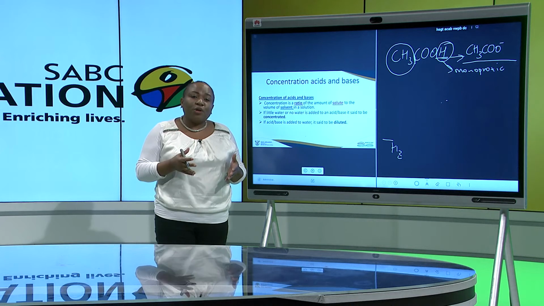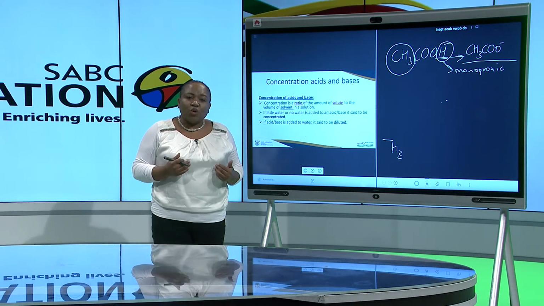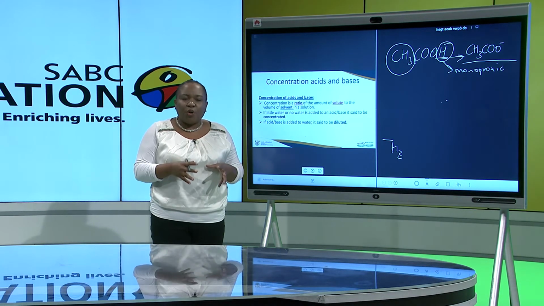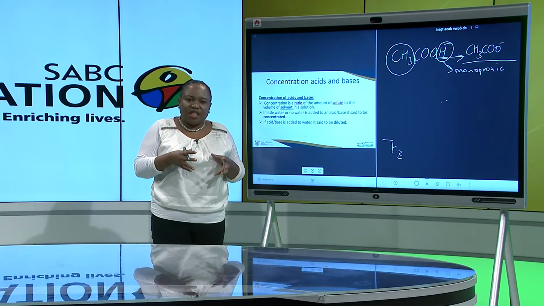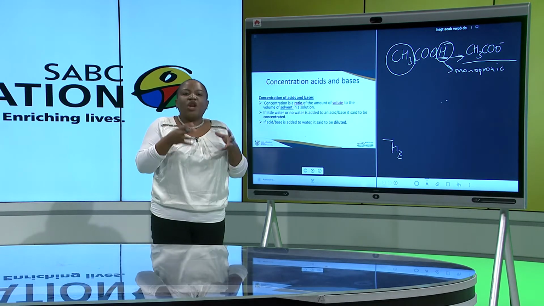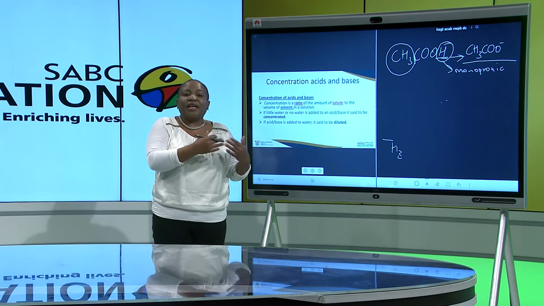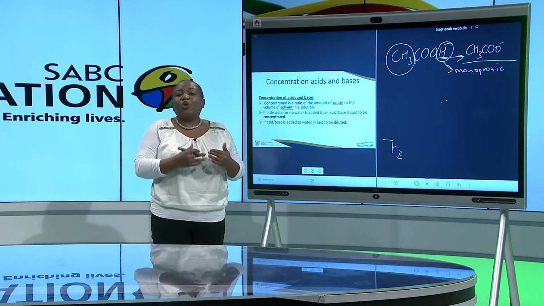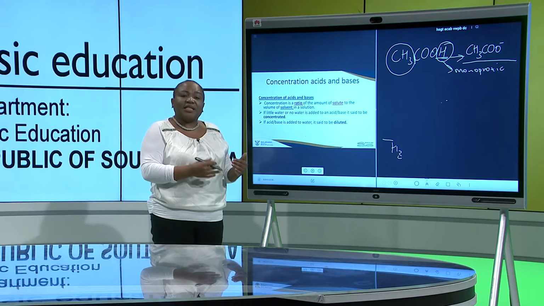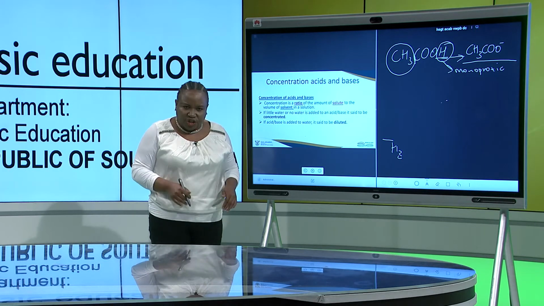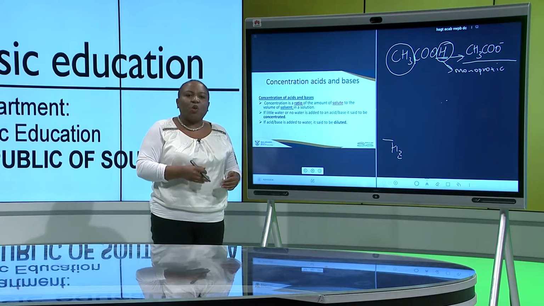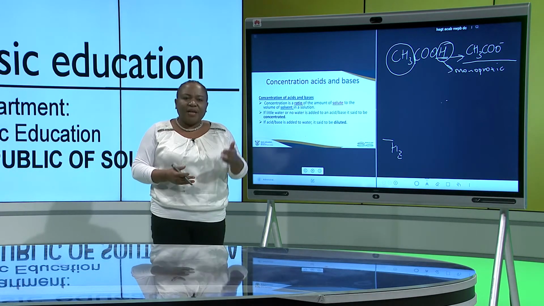Now, it is very important to understand the strength also in terms of the concentration, because the way the concentration is can also determine the way the acids and bases can react. As we can see, one of the factors that affected the rate of reaction was concentration. So concentration definitely will affect the way the acids and bases will react.